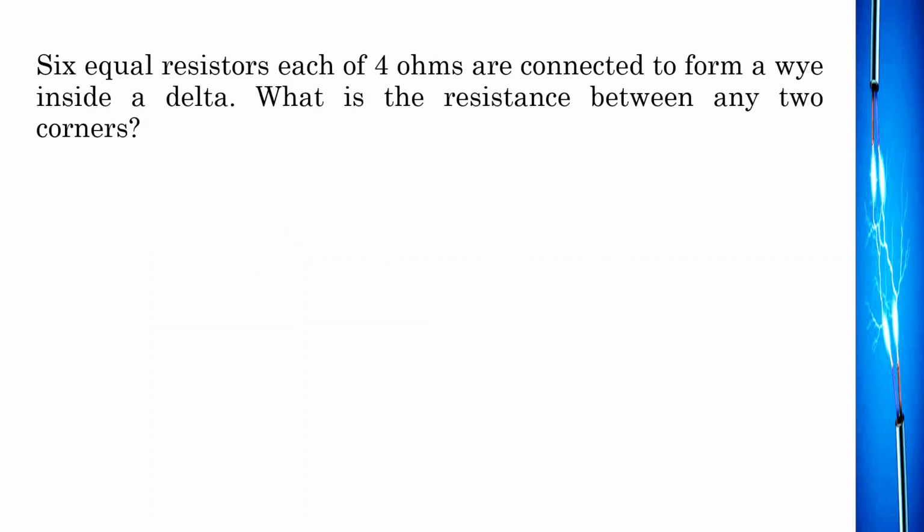Next. Okay, let's have a delta-Y transformation here. So, 6 equal resistors, each of 4 ohms, are connected to form a Y inside the delta. So, what will be the resistance between any two corners? Paano ba sir itsura nun? Ang sabi kasi dito, there are 6 equal resistors. Tapos, meron daw delta, tapos may nasa loob ng delta yung Y. So, kung titignan natin, ito yung magiging itsura niyan.